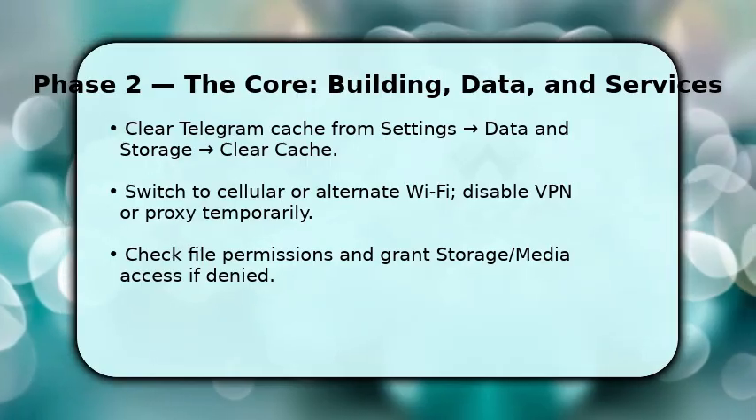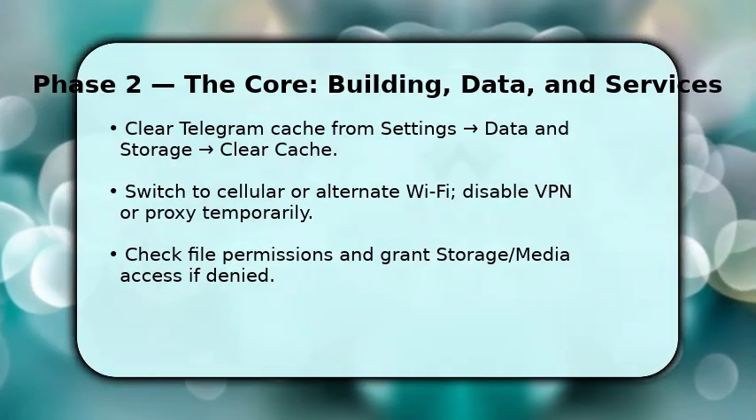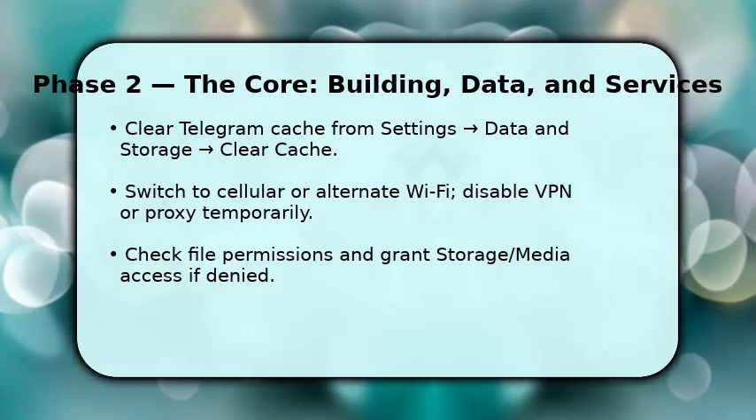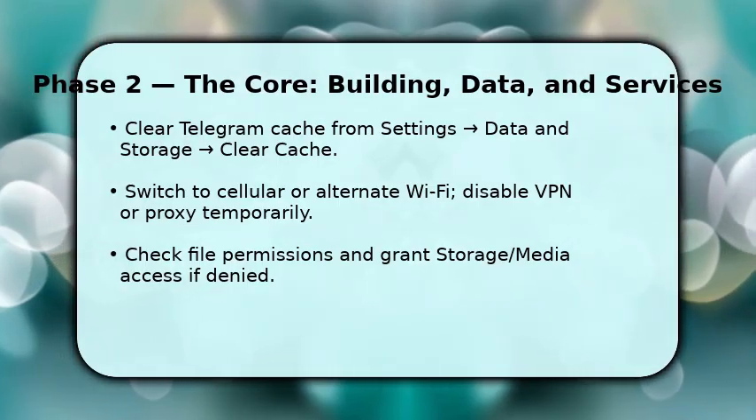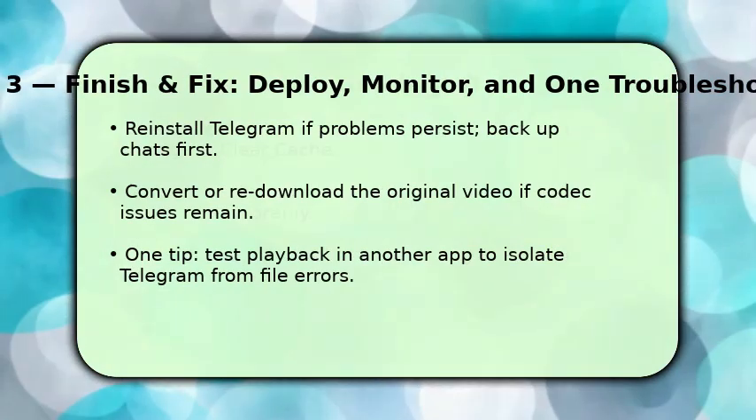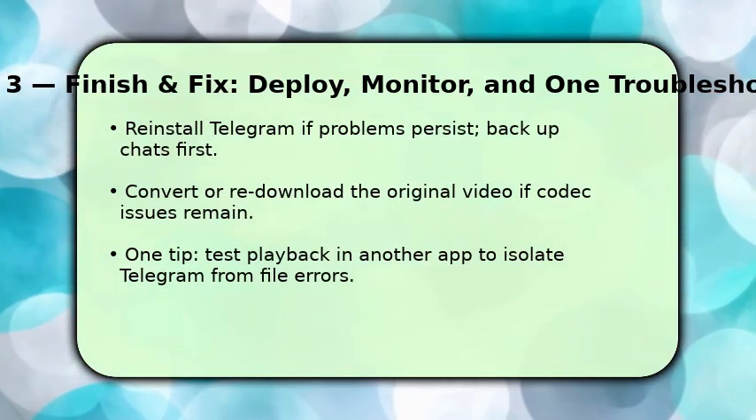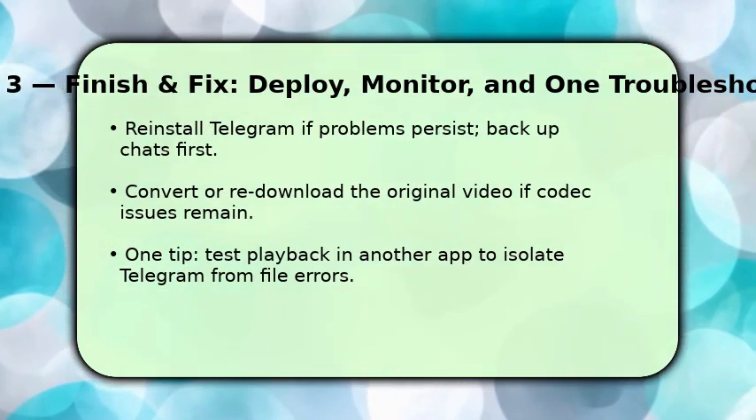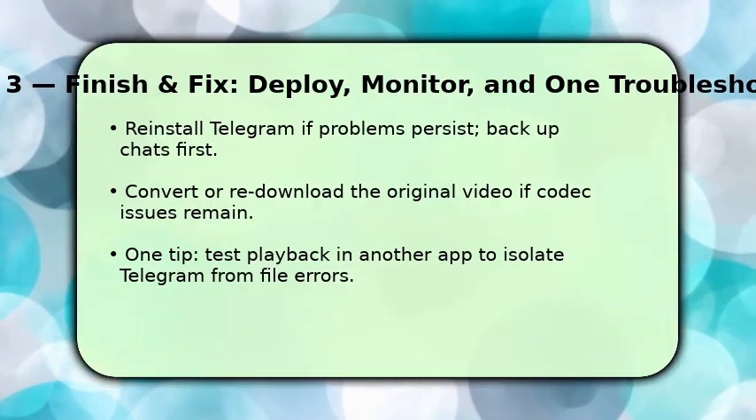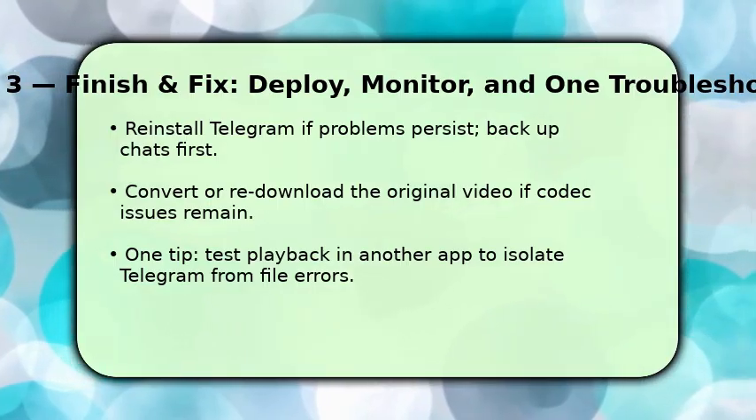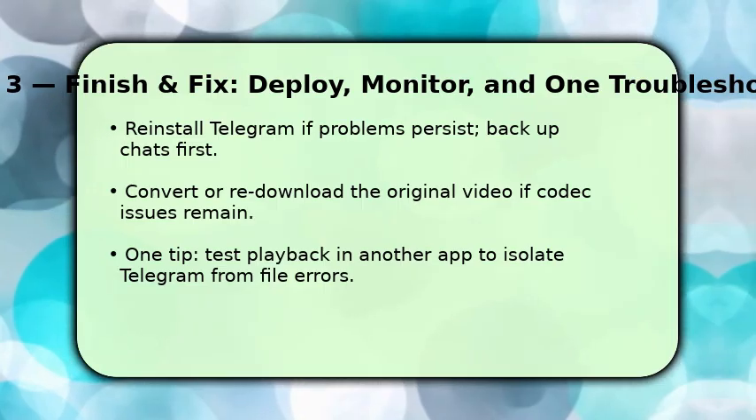If the video still won't play, try downloading it to local storage. A manual save forces a fresh file save and often resolves codec issues. Finish by reinstalling Telegram only if previous steps fail; export or backup important chats beforehand. After reinstall, test a known good file to confirm app-level repair.